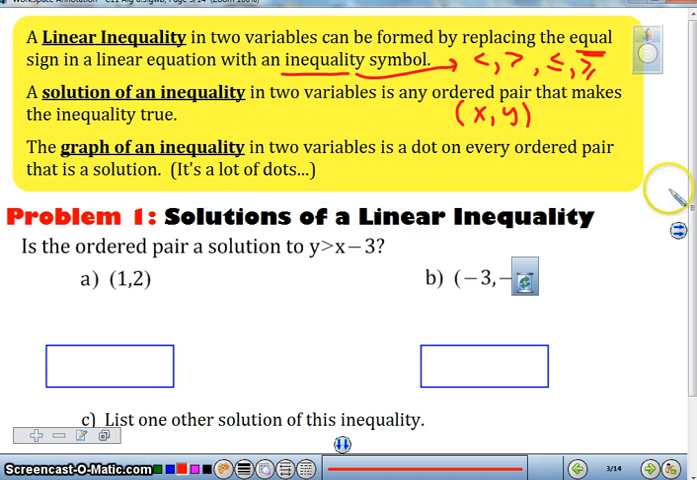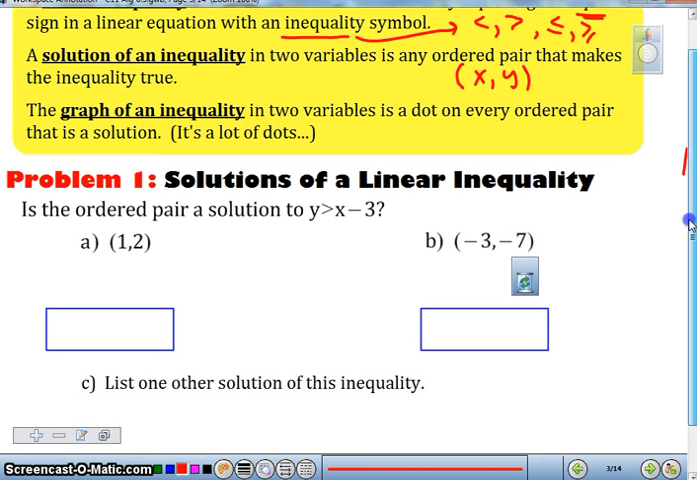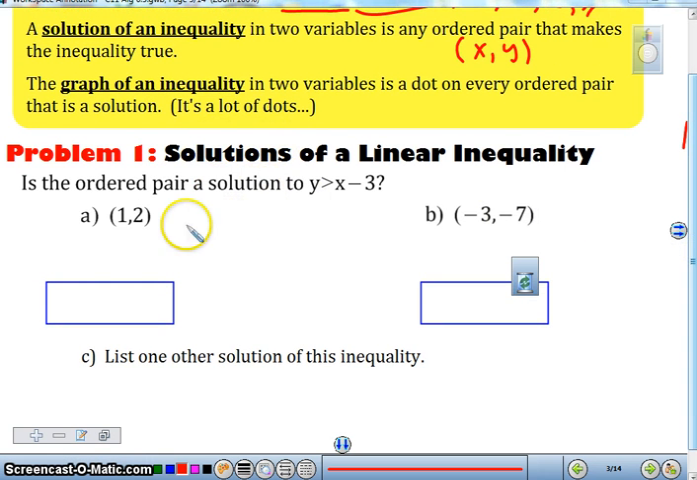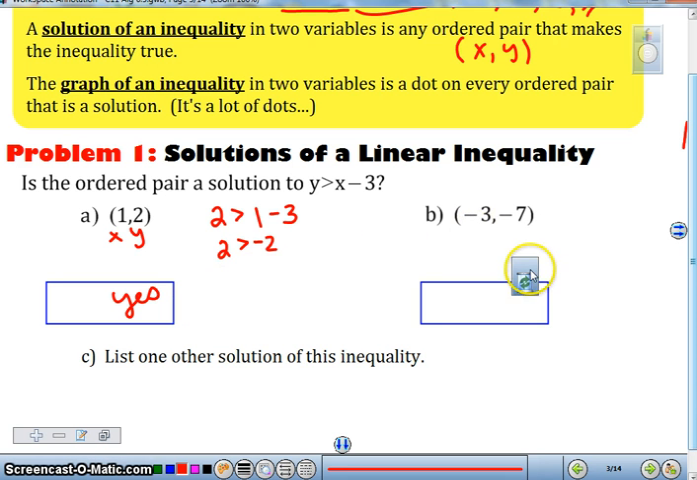So you can think of it as having a lot of dots in there. And sometimes we'll do shading, but a lot of times it might just be the dots. So the question is, kind of like we were thinking about that last situation, is this ordered pair a solution? So if I'm looking at 1, 2, remember this is x, this is y. So is 2 greater than 1 minus 3? 2 is greater than negative 2? Yes, it's a solution.